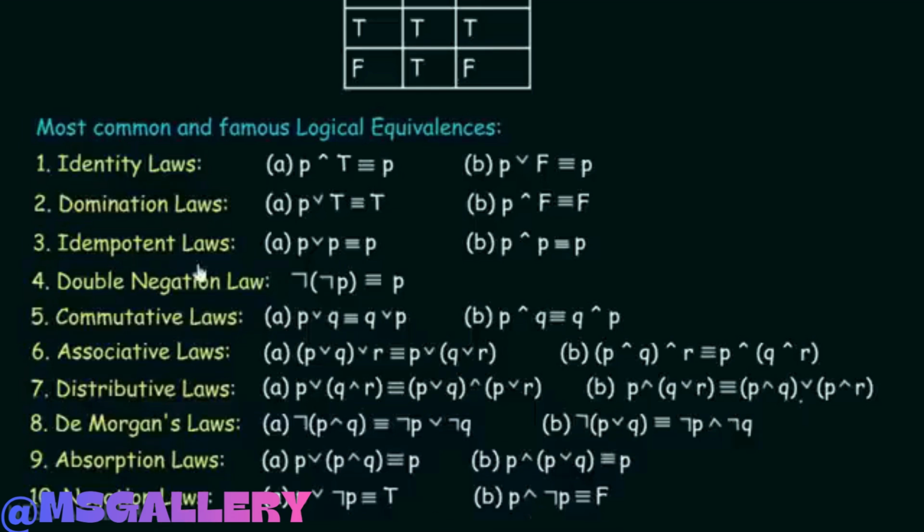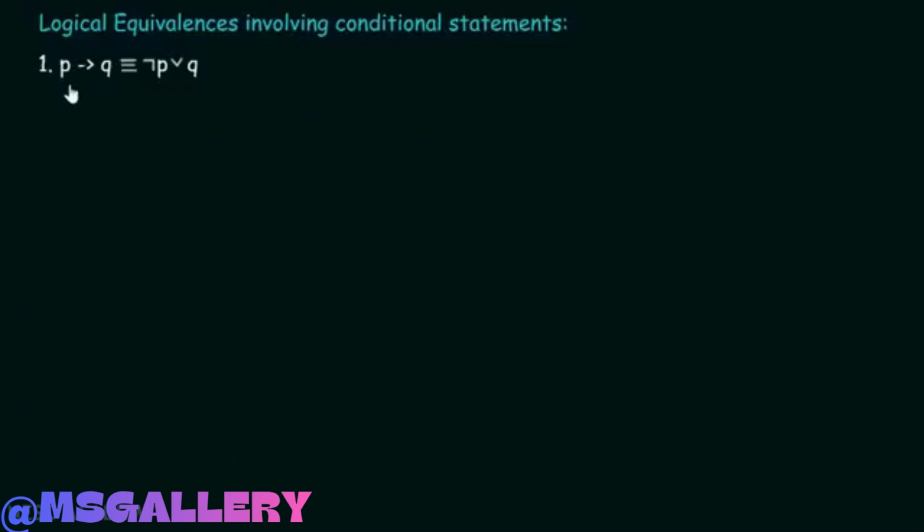After considering all these famous logical equivalences, it's time to consider logical equivalences involving conditional statements. Let's consider them one by one. P implies Q is equivalent to not P or Q. Now this is a very interesting rule and one of the most important rules of all time. This is very, very important.